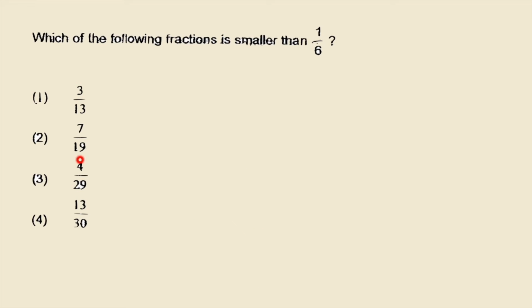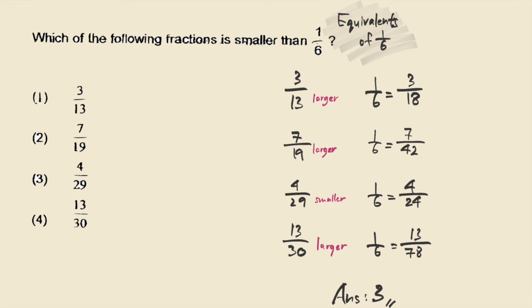Now let's compare all these fractions to 1 over 6. So I have written them down over here. And what are the equivalents of 1 over 6? Okay, let's see. Numerators 3, numerators 3. All right, look at this. This one is larger. The denominator is smaller. So this is a larger fraction.